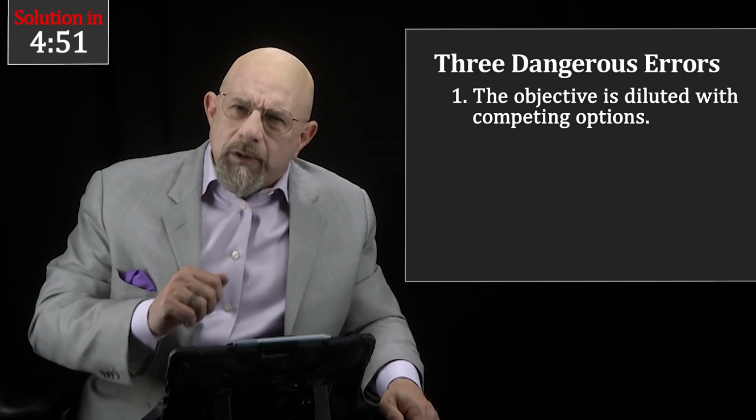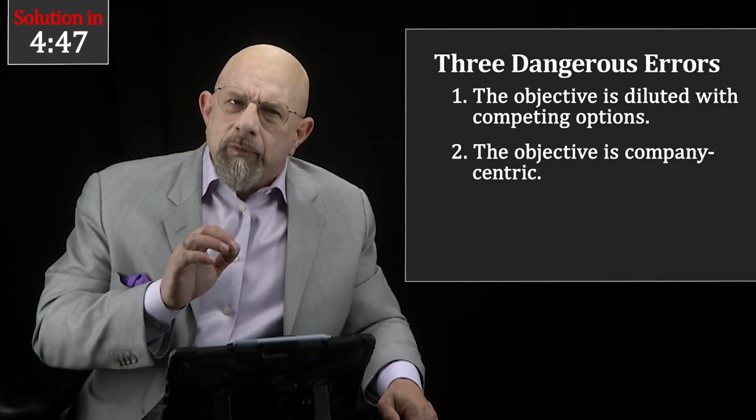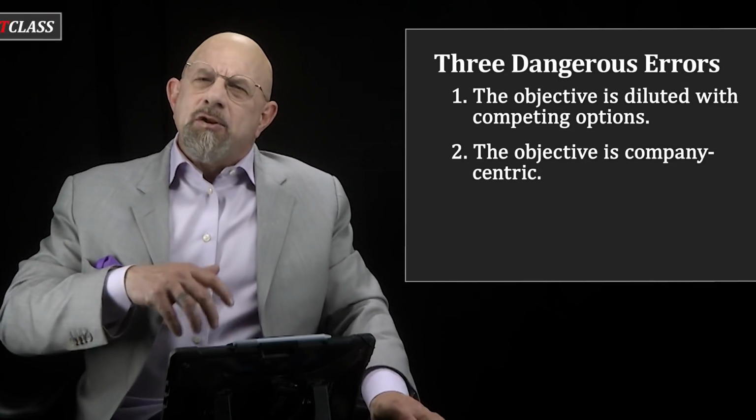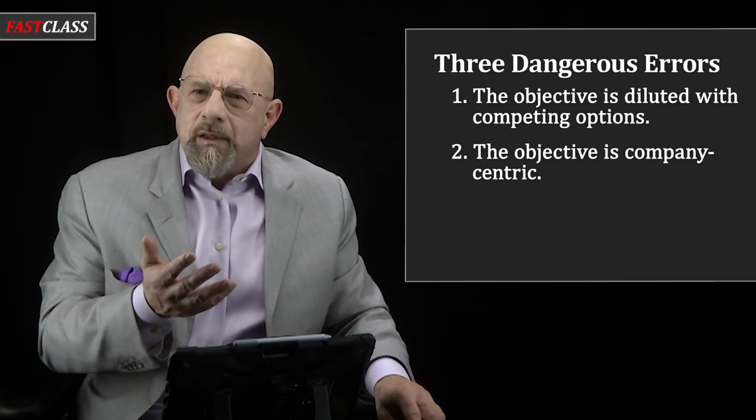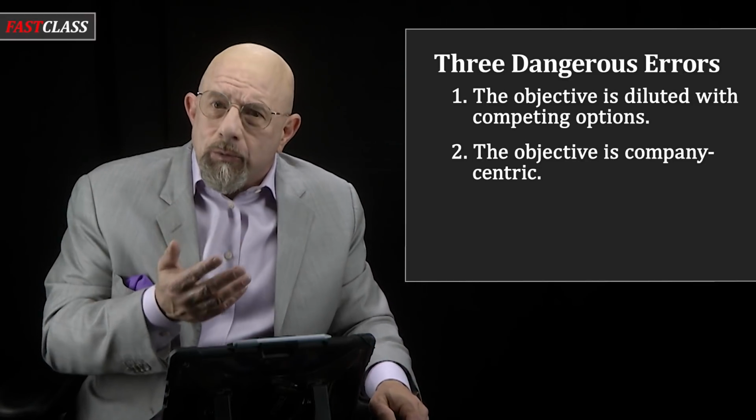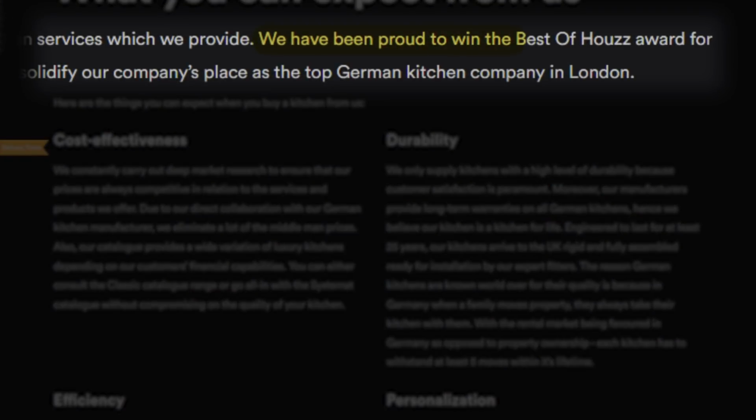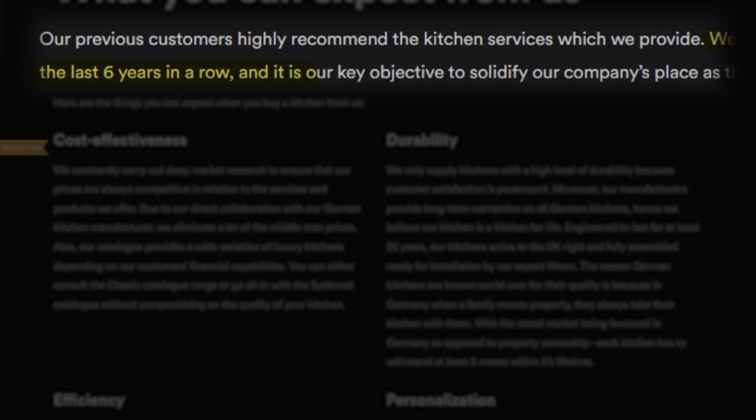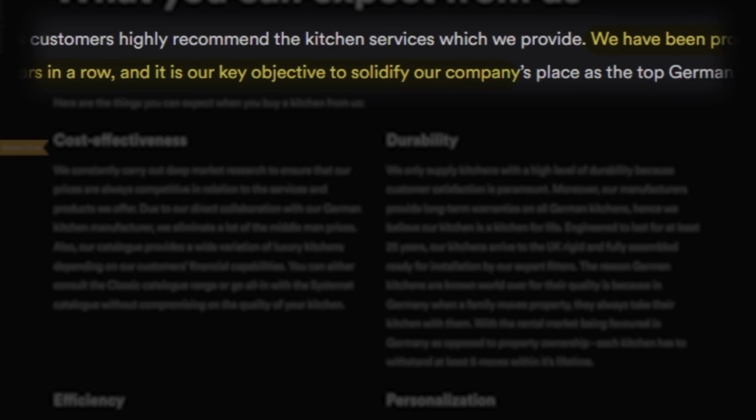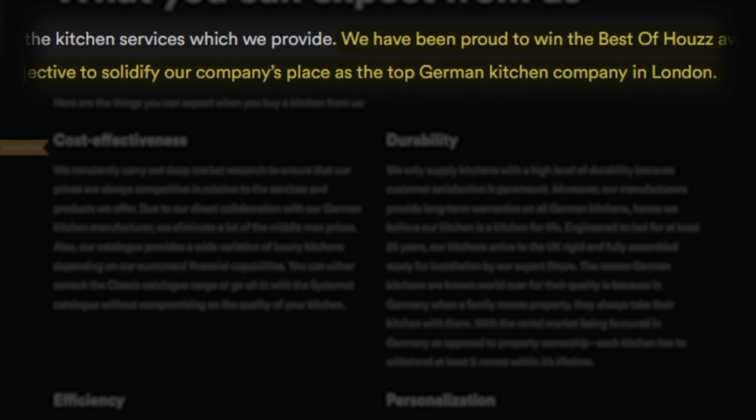The second danger is this. Your objective is company-centric. That means you start with yourself. That means you engage your blind spot and focus on your own priorities. And therein is a way to lose. In fact, deep down and within the page, we found these words. We've been proud to win the Best of House Awards for the last 6 years in a row. And it is our key objective to solidify our company's place as the top German kitchen company in London.